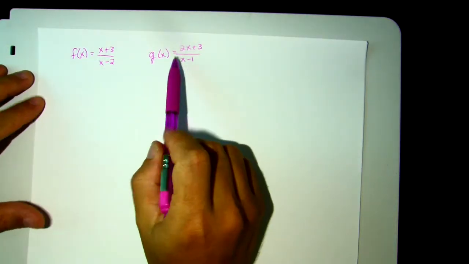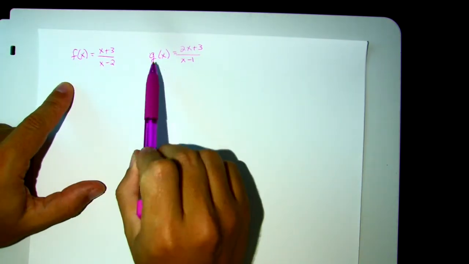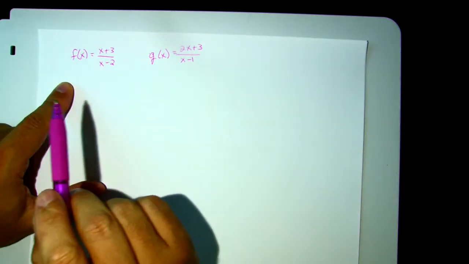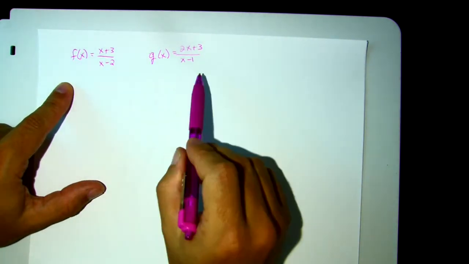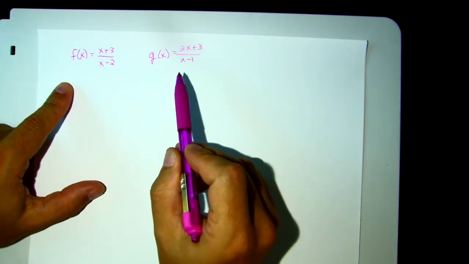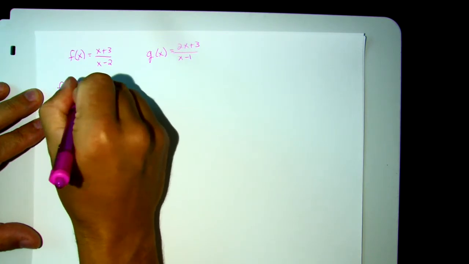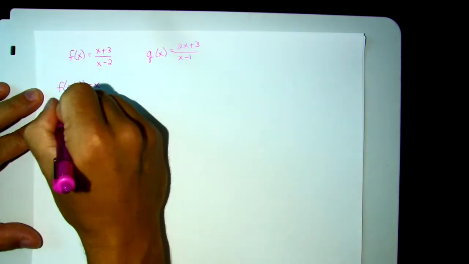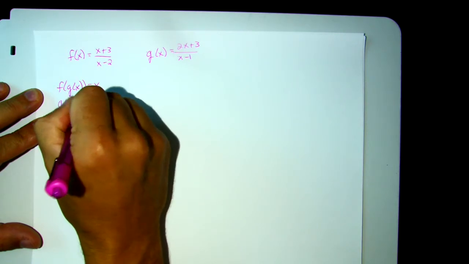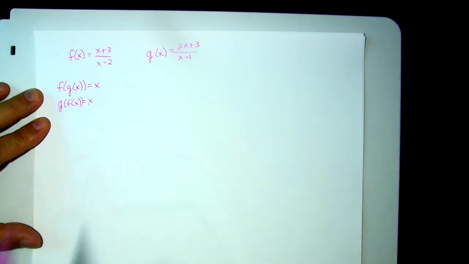Okay, so this problem gives us two functions, and they tell us that f is the inverse of g and g is the inverse of f. What we're asked to do is to prove that they're inverses. So to prove that they're inverses, you have to show that f of g of x equals x and g of f of x equals x.